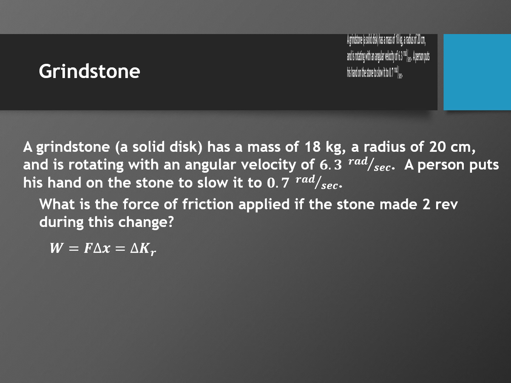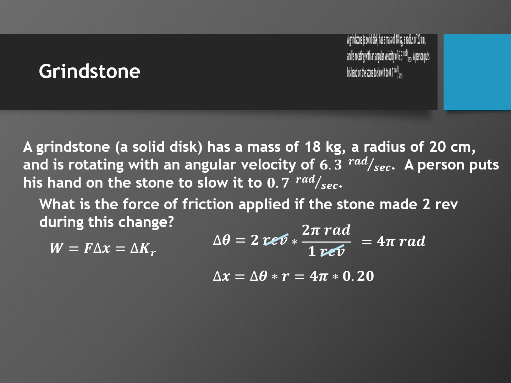So first off, revolutions is not a base unit for angular displacement, so we've got to take that 2 revolutions and multiply by 2 pi in order to get the angular displacement in radians, because 2 pi radians equals 1 revolution. And then to solve for the displacement, we take the angular displacement multiplied by radius, so it's going to be 0.2 times the 4 pi, and that gives us a displacement of 2.51 meters.